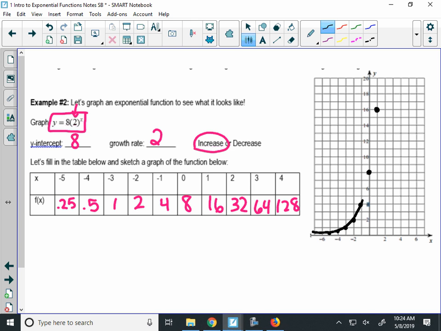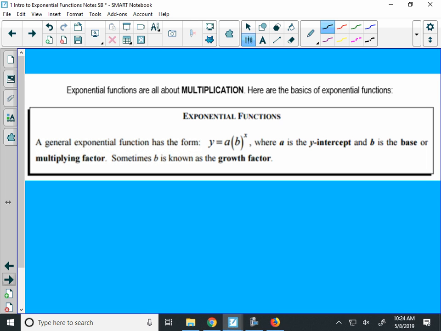So I'm going to go ahead and connect those points the best I can, and that would be a graph of your increasing exponential function. Okay. So all we have here is just to remind you the things we've talked about with exponentials. The A right here is the y-intercept. B, they can call it the base, or they just call it the multiplying factor. I like to call it the growth factor, and that's what the teachers here at Hayes are going to call it, the growth factor.